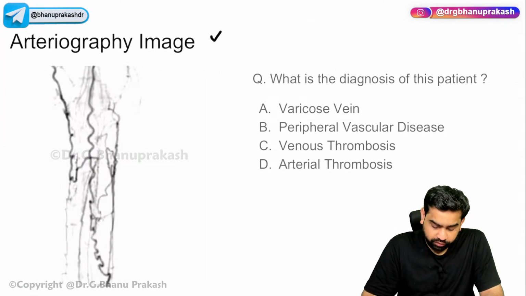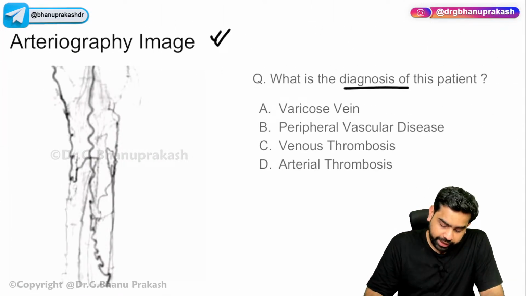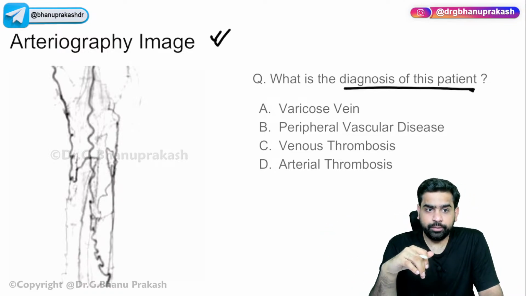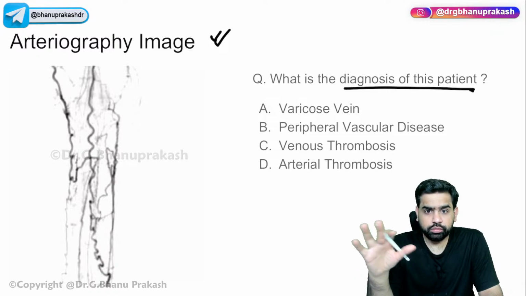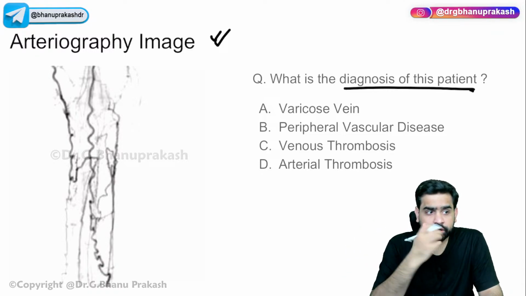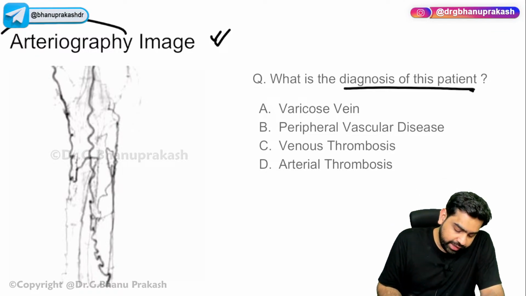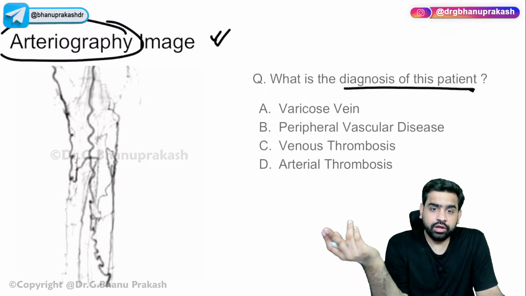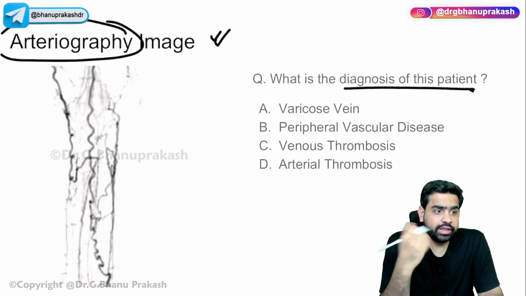Now an angiography image is shown to you. What is the diagnosis in this particular patient? Is it varicose vein, peripheral vascular disease, venous thrombosis, or arterial thrombosis? What is the answer over here? Varicose vein, right? Venous thrombosis, right? Okay, somebody give me a correct answer. Guys, it is an arteriography image. How are you answering it as varicose vein and venous thrombosis? The veins are not even visible in this image.